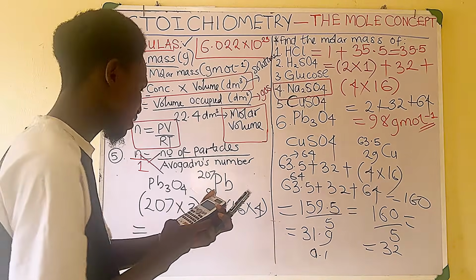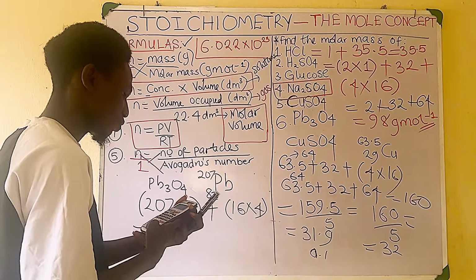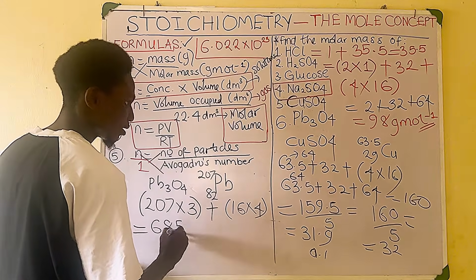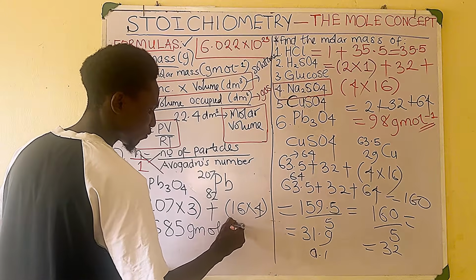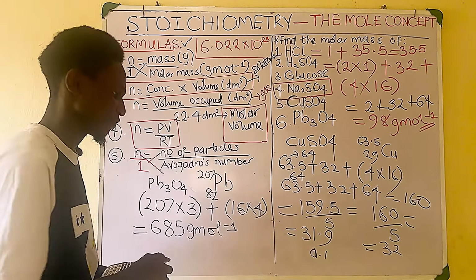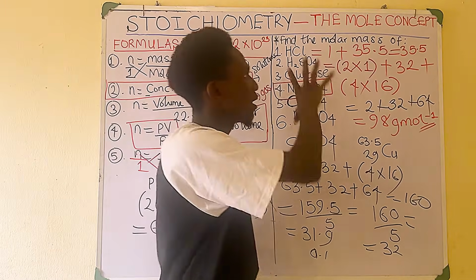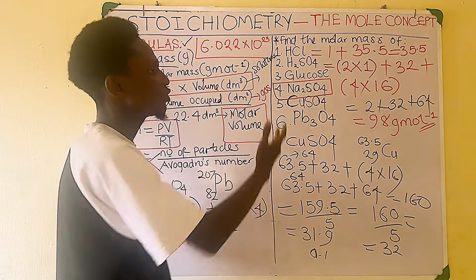So from there now, you can punch it into your calculator. These are kind of figures that you don't just risk it. So 16 times 4, we're going to now get 685 as our molar mass for Pb3O4. So this is the molar mass, 685 gram per mole. So we're able to get the molar mass for this question. So just solve number 4 yourself, and you're going to see that it's very, very easy.